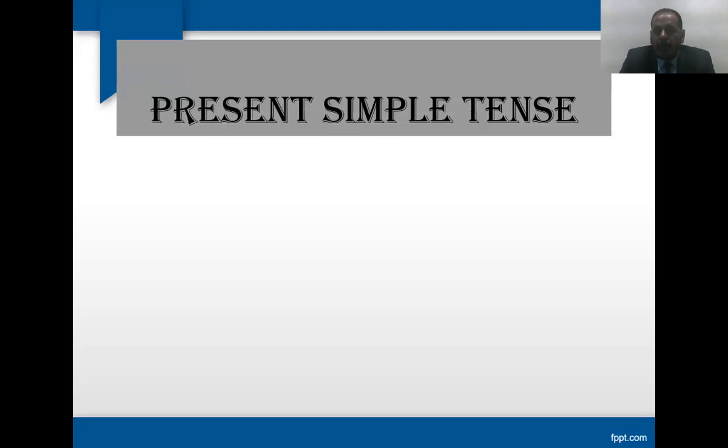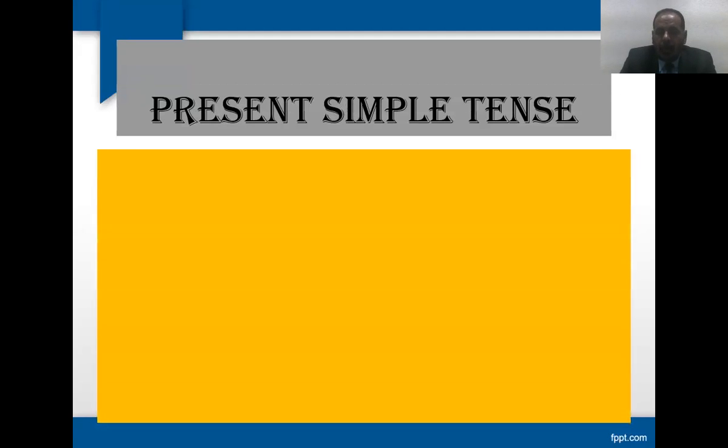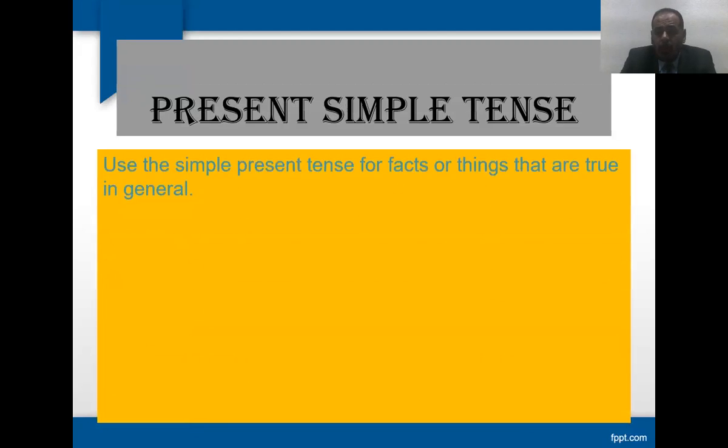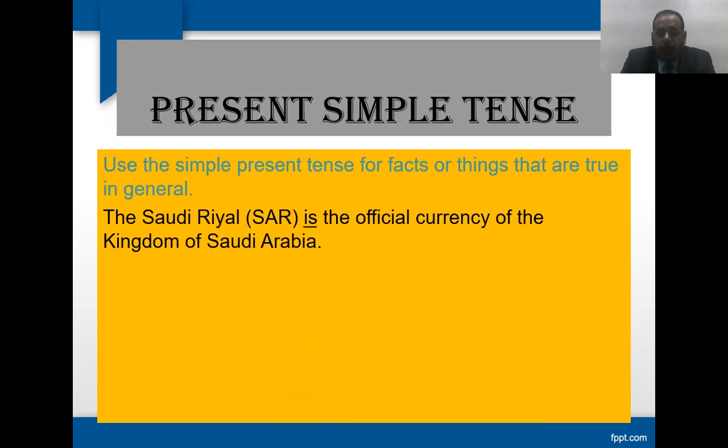The first thing we're going to talk about is the present simple tense. Okay, now, do you know when we use the present simple tense? This tense is very important in the English language as it is used for facts or things that are true in general, for habits like that. For example, the Saudi Riyal is the official currency of the Kingdom of Saudi Arabia. So we use is here for present simple.